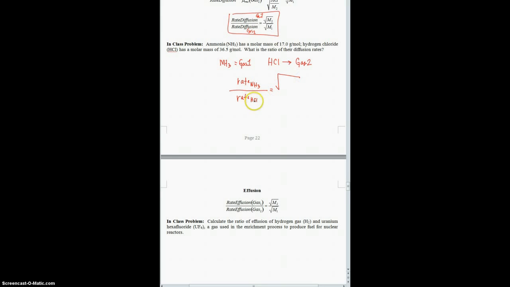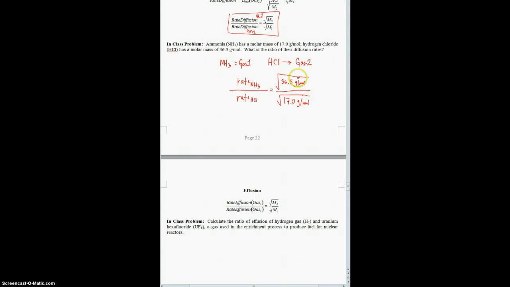So I need the rate of HCl. Since that's down here, then I need the molar mass of HCl in the numerator here. So it should be 36.5 grams per mole, and then divided by 17.0 grams per mole.